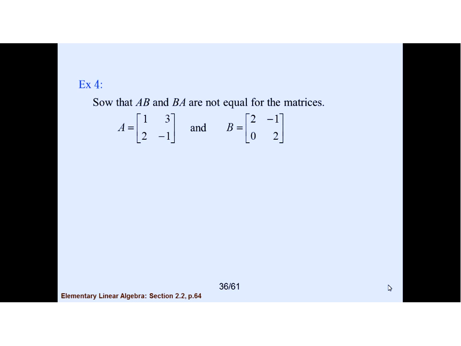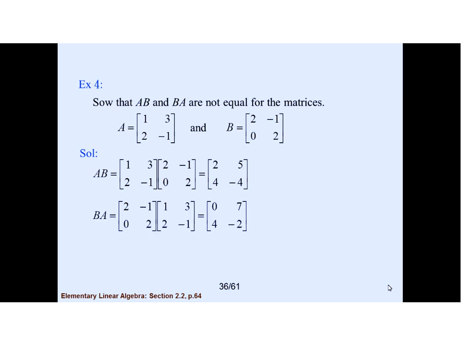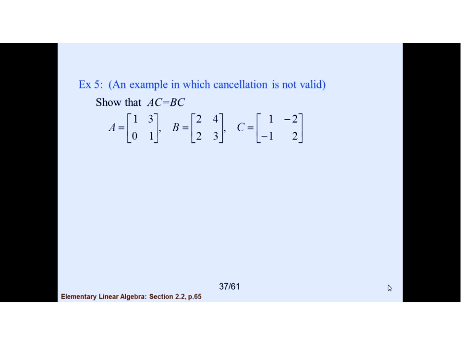There are some examples showing that AB and BA are not equal for matrices. In a face-to-face class, I gave you this example. If AB is equal to this, multiplying these two matrices gives this matrix. After that, if I multiply BA, we get a different matrix. With the help of this, we conclude that AB is not equal to BA.